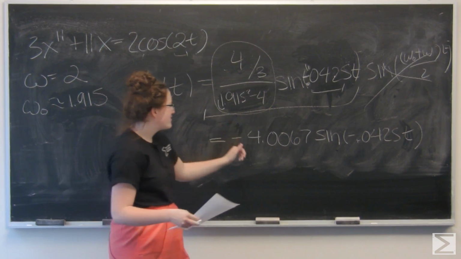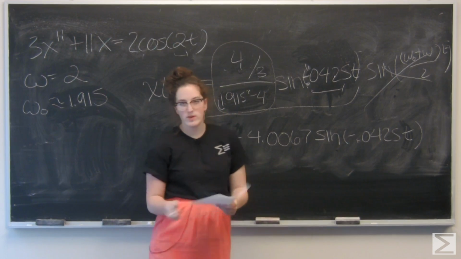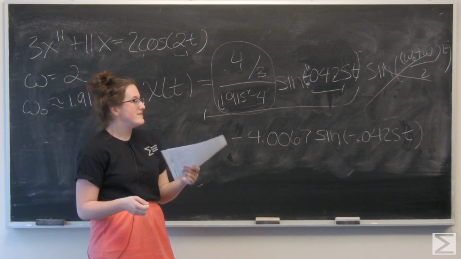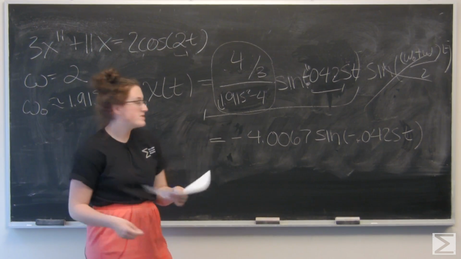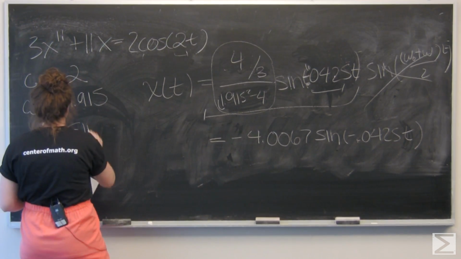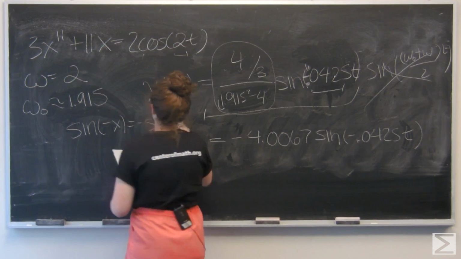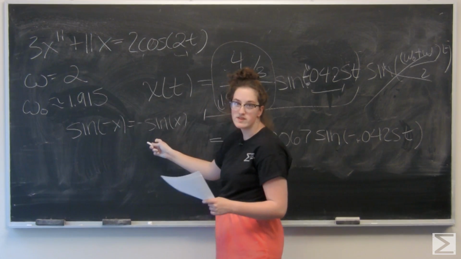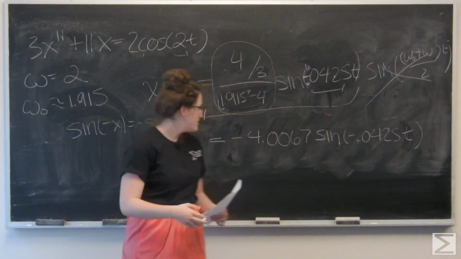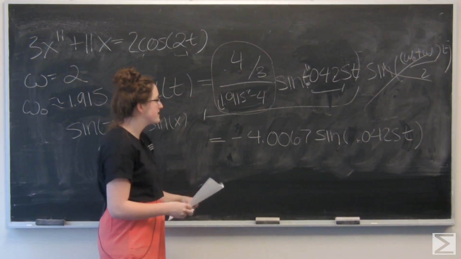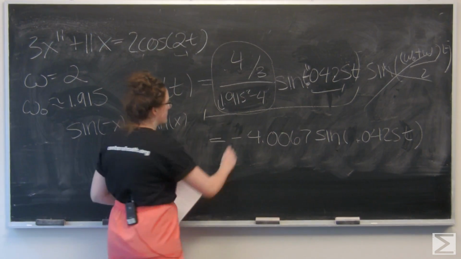And right now my amplitude and frequency are both negative, but we know that can't really happen. So we're going to take advantage of the fact that sine is an odd function, which means that the sine of negative x equals the negative sine of x. So I'm going to swap this negative here for a negative on the outside, which makes this positive.